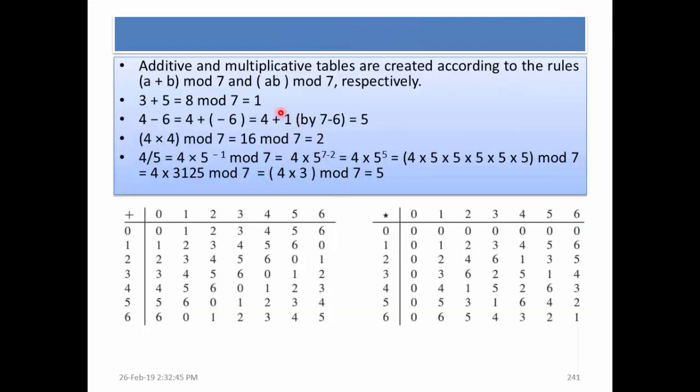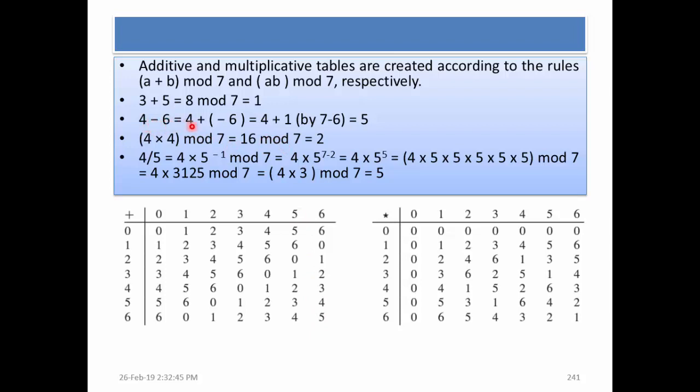Now we look at the addition and multiplication in modular arithmetic. So for example, you have got 3 plus 5 is equal to 8, then what will be the answer? Well, 1. We will simply take mod 7 of 8 and you will get 1. Similarly, 6 plus 6 is equal to 12, and if you take mod 7 of 12, then you will get 5.